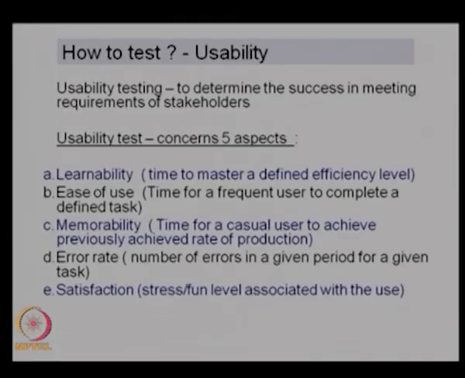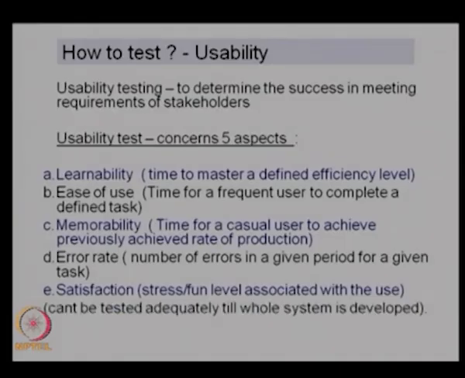So the usability of the system can be tested using these 5 measures, and the last one, the satisfaction level, can be tested only when the complete system is available. When we have the complete system, we can do the satisfaction test, but the test can be completed even when the complete system is not available. So these are the 5 levels of usability testing, and we can take these parameters, measure the values, and see how usable the system is.